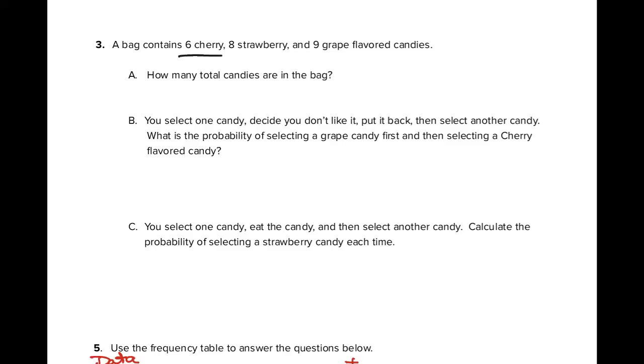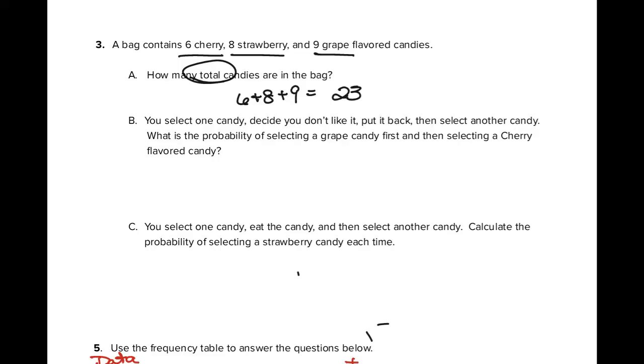A bag contains 6 cherry, 8 strawberry, and 9 grape-flavored candies. How many total candies are in the bag? Survey says... No. How many total candies are in the bag? 23. Total means you add. So 6 plus 8 plus 9 is 23. Total means you're adding, right? Alexis, you with me? Okay, good.